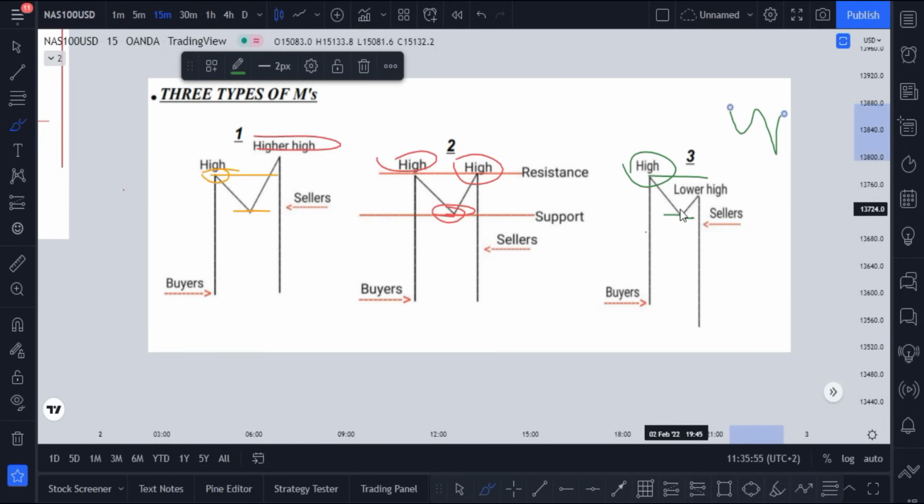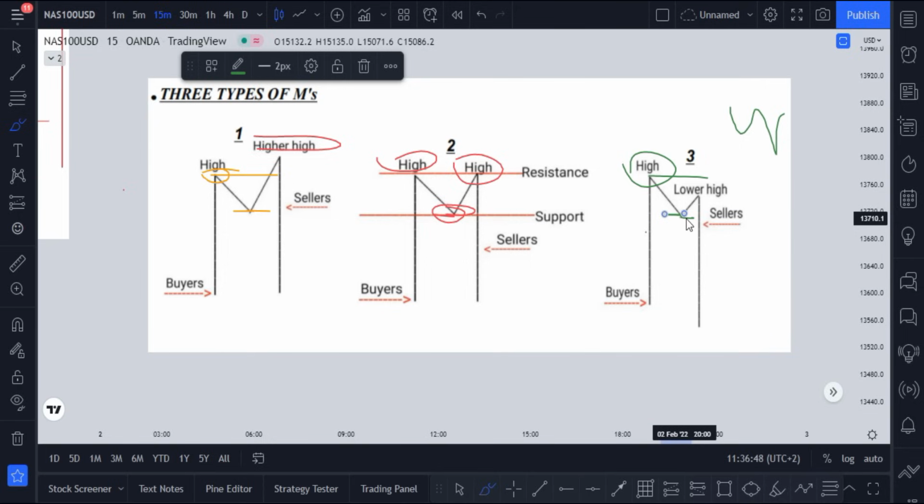So together with that, we're getting an extra confirmation, which is our third type of the M formation, and basically that gives you more confidence in your setup, right? So again, once it breaks through that support or that neckline, that is when we are looking for selling opportunities, and that is a confirmed M formation. These are the three different types of M formation that you'll be looking for in the market to basically kill the market with this strategy, right?